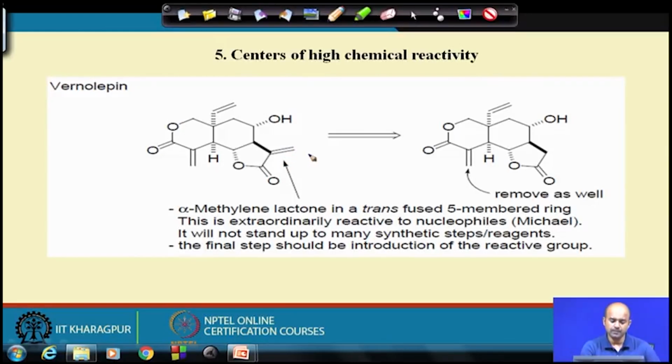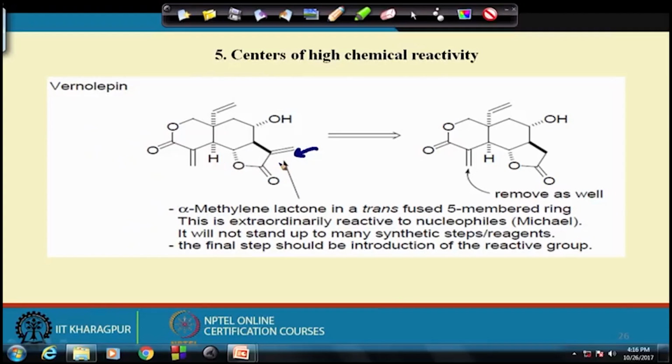It can accept, say, Michael acceptors here; it is highly reactive. Make sure that if your target molecule does have a highly chemically reactive group, you introduce those groups in a later part of the synthesis. Because if you continue the synthesis using these groups, and in between you use some nucleophilic condition, these groups won't be stable, and can undergo reaction. So, make sure this kind of high chemical reactivity group is introduced at the late stage of a synthesis, which is basically written here. So, you can take it as a guideline.